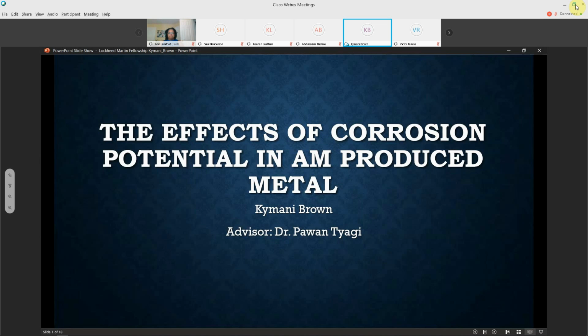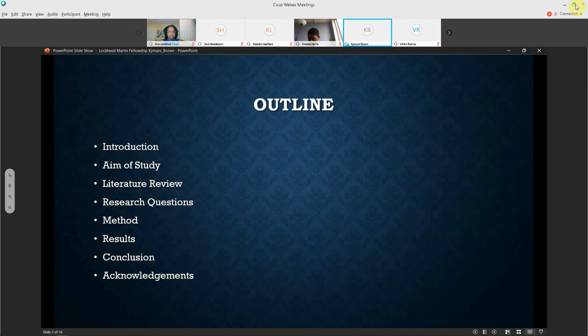So the topic of research is the effect of corrosion potential in AM-produced metals. My name is Kymani Brown, and my advisor is Dr. Pawan Tyagi. Just to go through a quick outline of what the research will be about, we'll go over an introduction, the aim of the study, a short literature review, some research questions that I devised while going through, the methodology that I developed, the results attained, and the conclusions drawn.